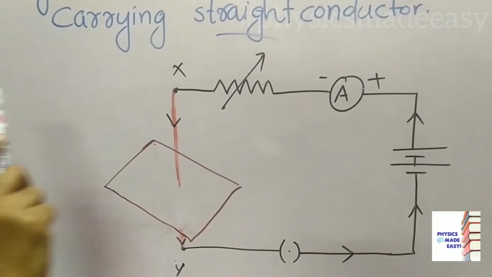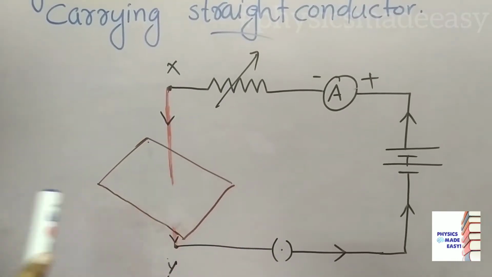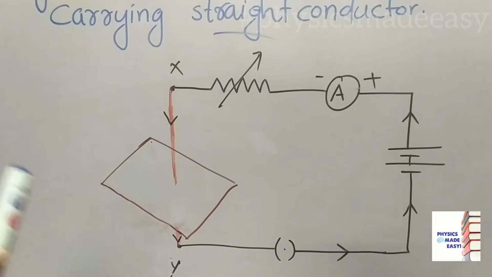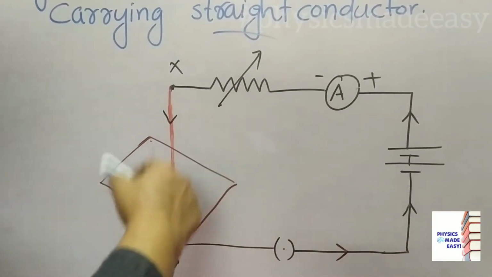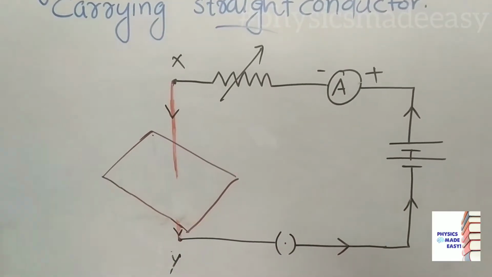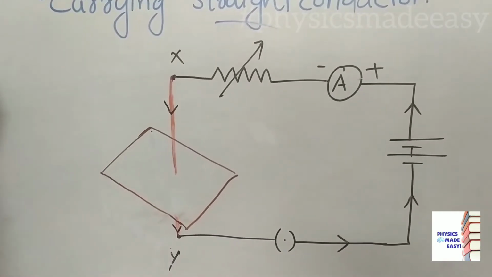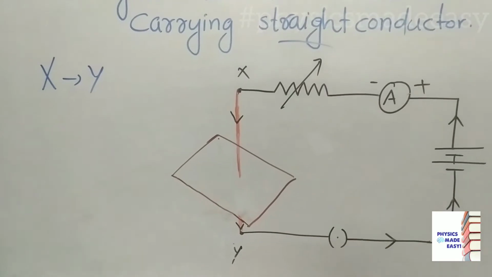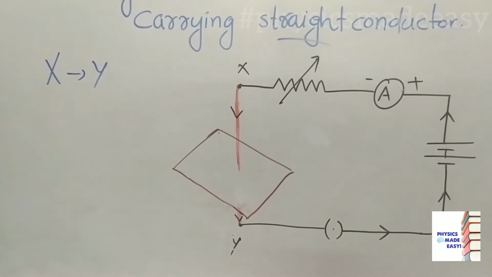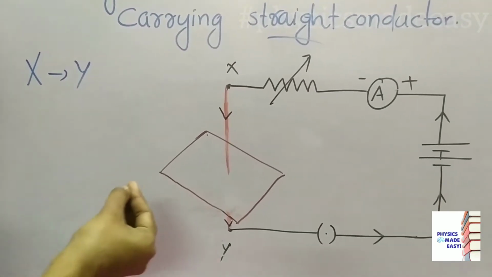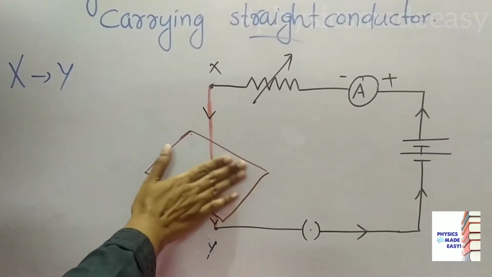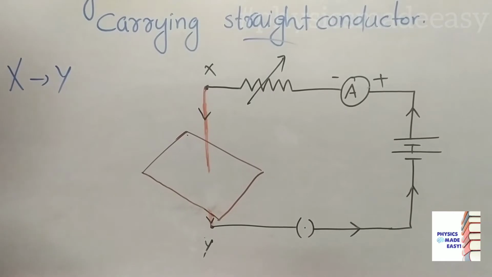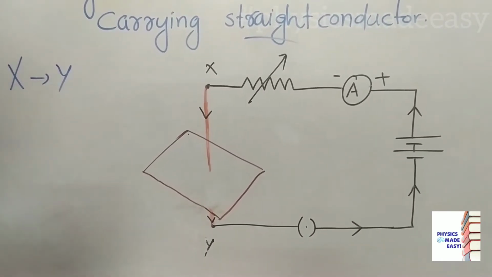So after arranging all this, after connecting all these things, if you close the key, what will happen? Current will pass from the positive terminal to the negative terminal. So in this arrangement, current will pass from X to Y. Then you have to sprinkle some iron filings uniformly on this cardboard. Then you gently tap the cardboard, and you can see a pattern.